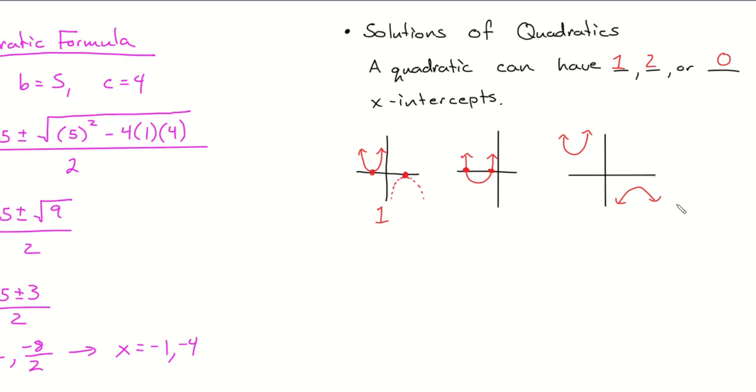So the question becomes, how do we determine whether or not this graph, or any graph rather, would cross the x-axis? And there's a really, really easy way to do this. In the quadratic formula, which part of it would spit out i's in the end?